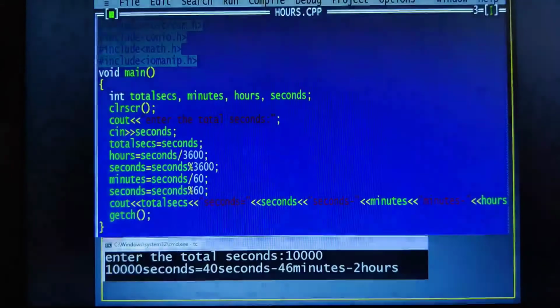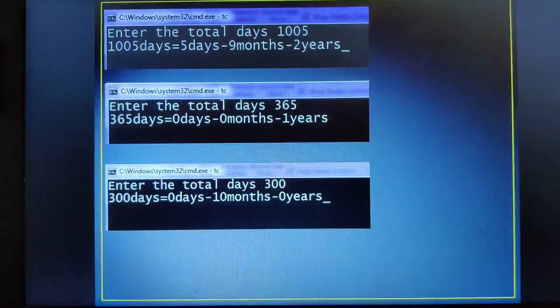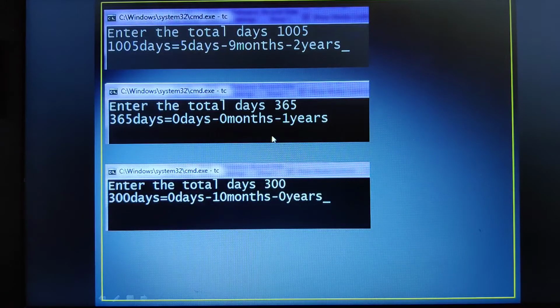Now the output I have shown with the previous one, no? So sorry for that. Now look at this. I enter the total number of days. For 1005 I got the answer as 5 days, 9 months and 2 years.